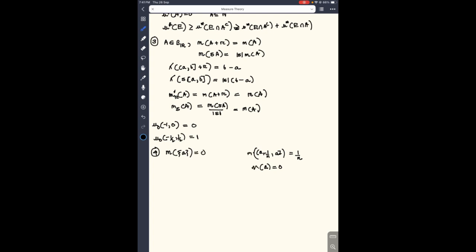As we saw, every countable set has measure 0, because it can be written as a countable disjoint union of singleton sets. So Q has measure 0. But this is not true for Stieltjes measure. We just saw that mu naught of the singleton 0 is 1.